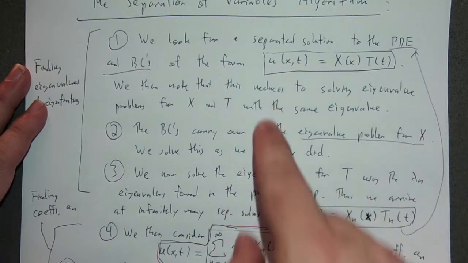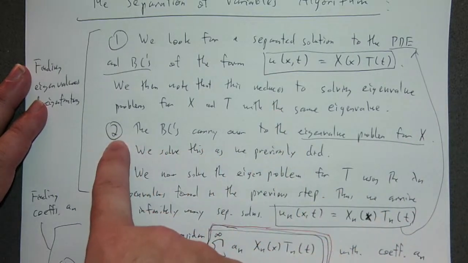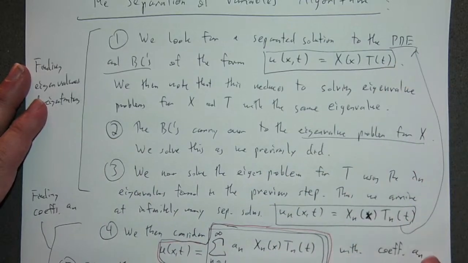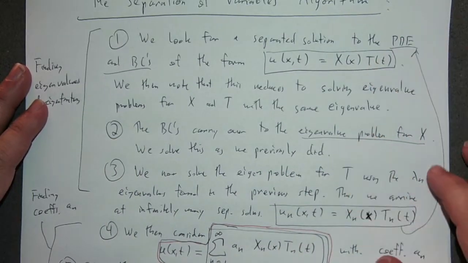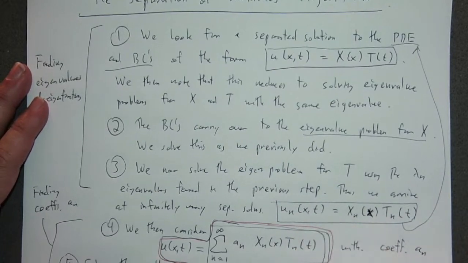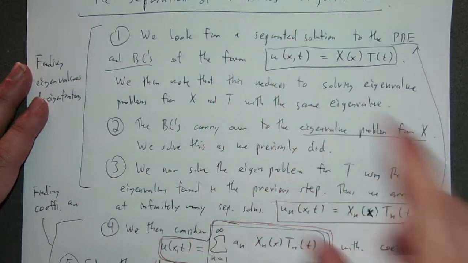And then for those eigenvalues that I found in this step, I can use those to solve the eigenvalue problem for T. I can find T in a similar way. And this gives me infinitely many, countably infinitely many separated solutions of this form. So this u sub n of x, t is that eigenfunction X sub n of x times eigenfunction T sub n of t that we found from these two steps.